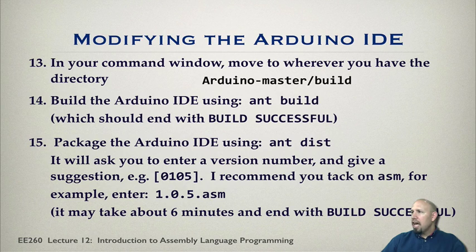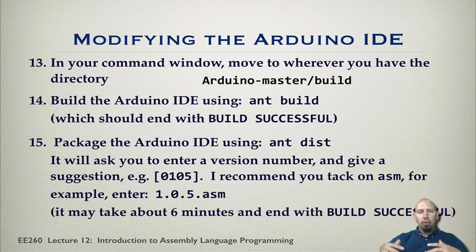Now it turns out that in order to actually use the Arduino IDE, in addition to the part that needs to get built, the Arduino IDE is a package that includes a lot of other stuff. It includes help files and sample code, all packaged together. So it's not just the executable portion that you need; you also need all of that other stuff in the full distribution. So you need to package the Arduino IDE using this command, ant dist. This is the distribution.